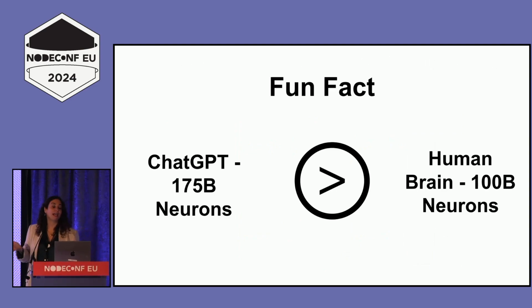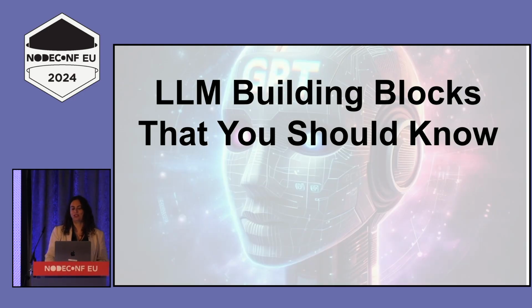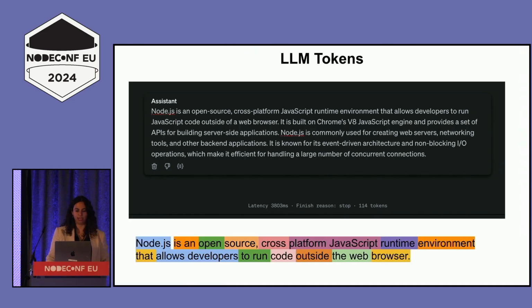Just a fun fact: the human brain works on a neural network, of course, and the human brain has 100 billion neurons, but ChatGPT has more. Just interesting to know. So there are several building blocks that you should know to write those applications.